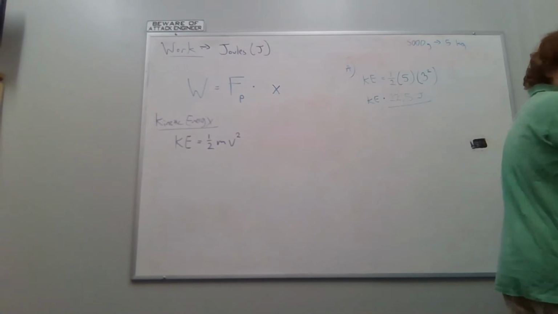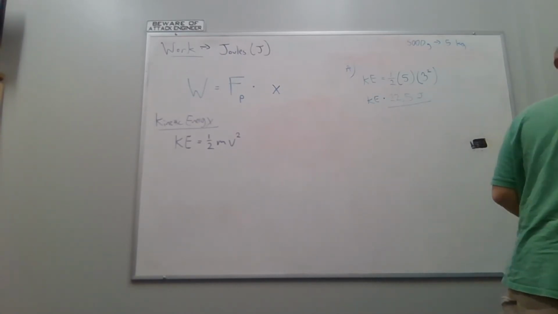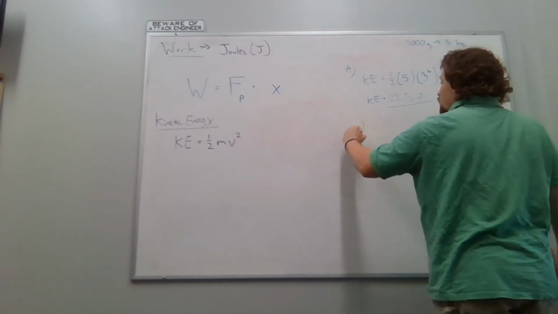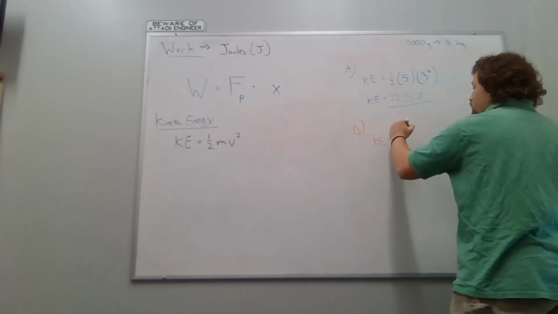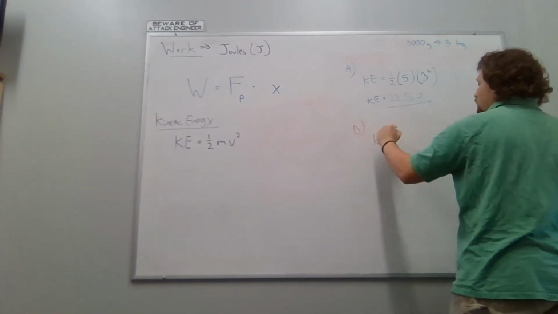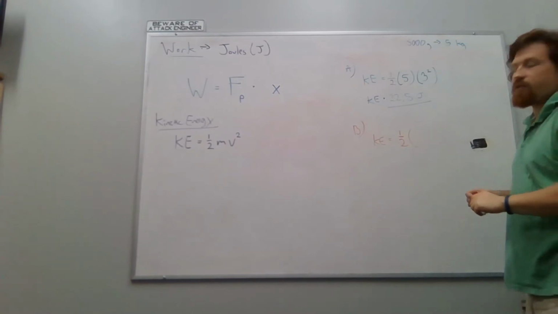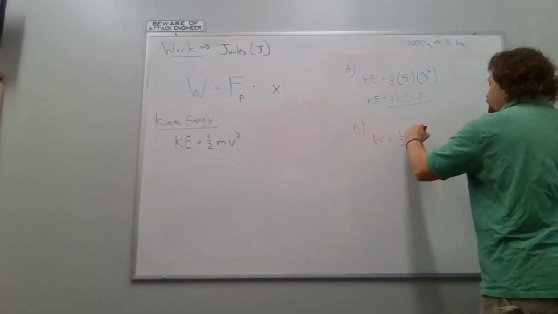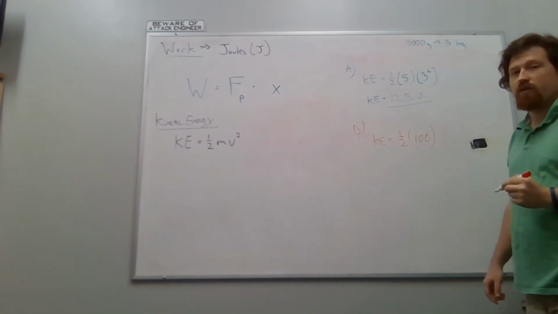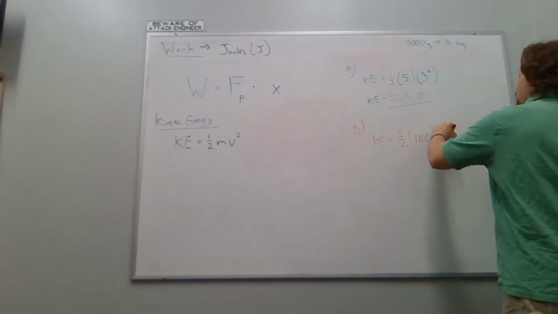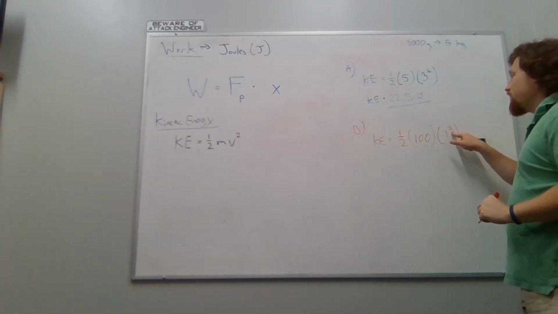The second object is a person. This person has a mass of 100, sorry, went a little out of order. KE equals 1/2 times. This person has a mass of 100 kilograms. That's already in kilograms, so we can plug in the 100. And this person is walking at a velocity of 1 meter per second.